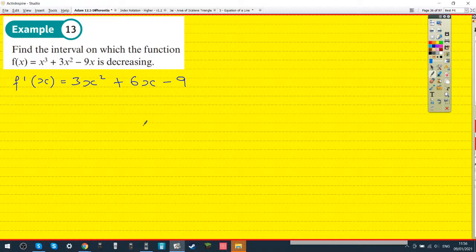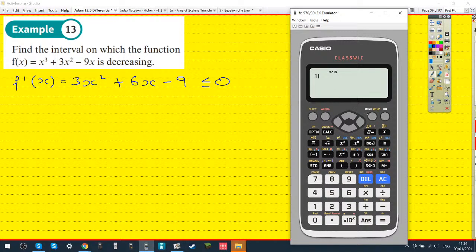But it's not decreasing? They tell us it's decreasing, so they say find the values of x for when it is decreasing. Any idea how you do that? Would you do the derivative again? No. If it's decreasing, what do you know about the derivative? It's negative. Yep. It's less than or equal to 0. And then calculator. And it's not equal to, it's less than, so it's B.